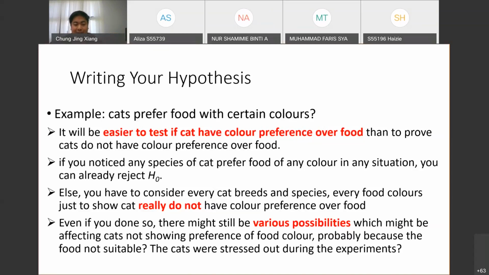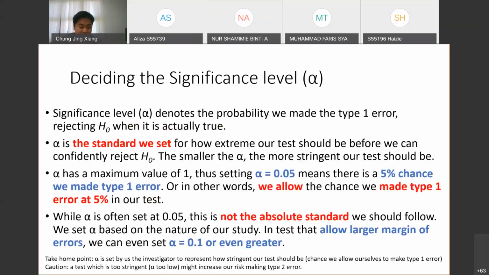So that's why you can see it will always be easier to prove something that exists compared to proving something that does not exist. I hope you are clear on this. If you are not, read this example a few times. So after you write your hypothesis, you have done the first step.